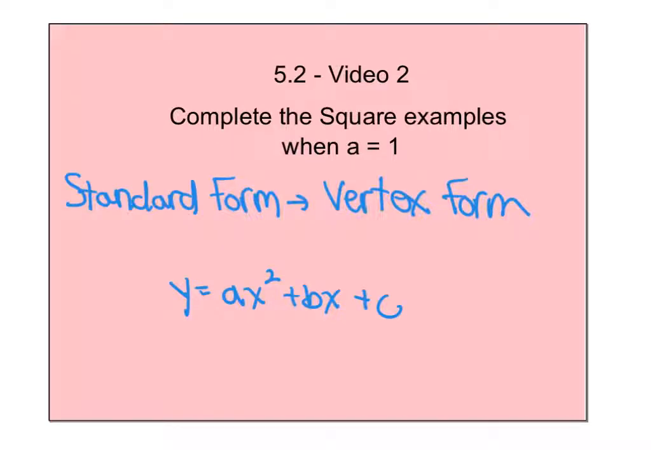Hi, in this video, I'm going to show you 3 examples on how to take a quadratic equation from standard form and move it to vertex form. We will be using the strategy called completing the square. Remember standard form, y equals ax squared plus bx plus c, and these examples are going to show you when our a value, that's the coefficient in front of the x squared, is 1.